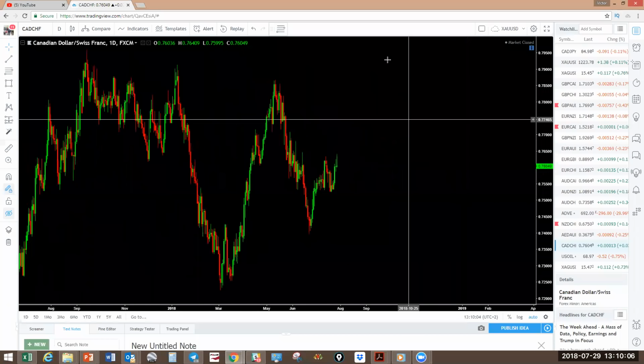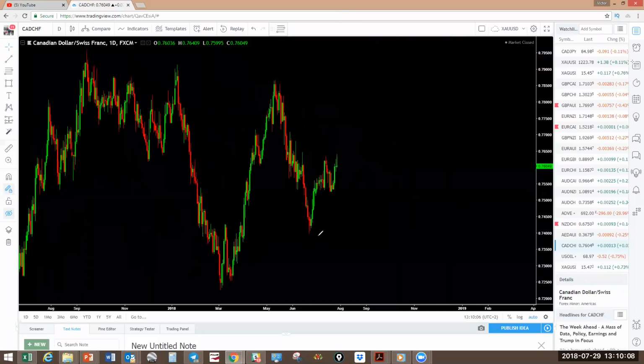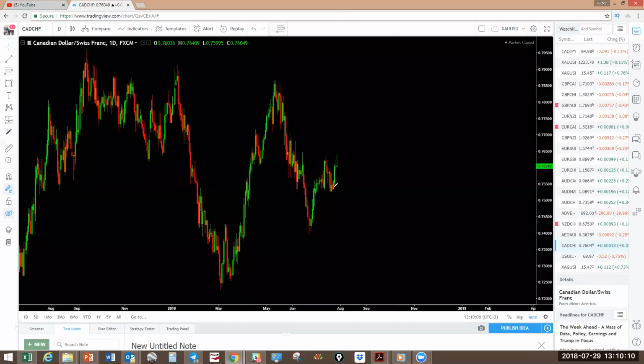Okay, CADCHF, 3 waves up, 3 waves pull back. Possible for this to come back down here and give you this move. Even if it doesn't, it can just give you this move to that level. There are 2 possibilities. So that's how you can look at that one. Now let's look at oil.